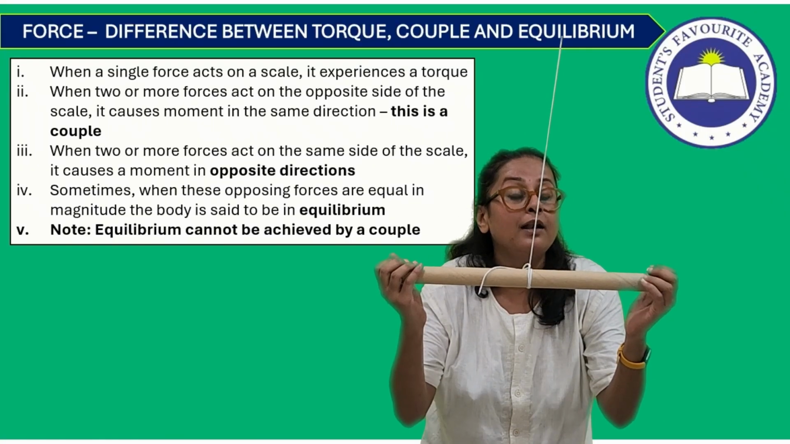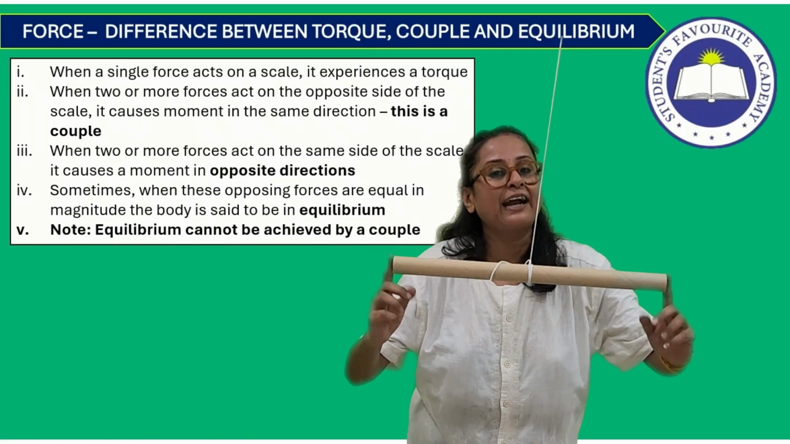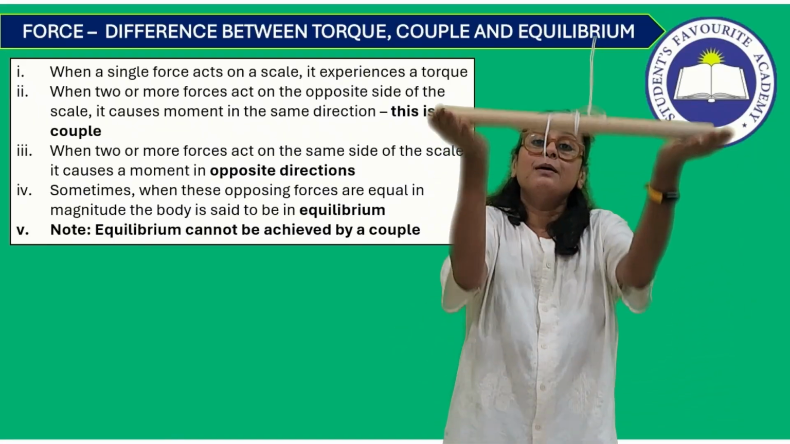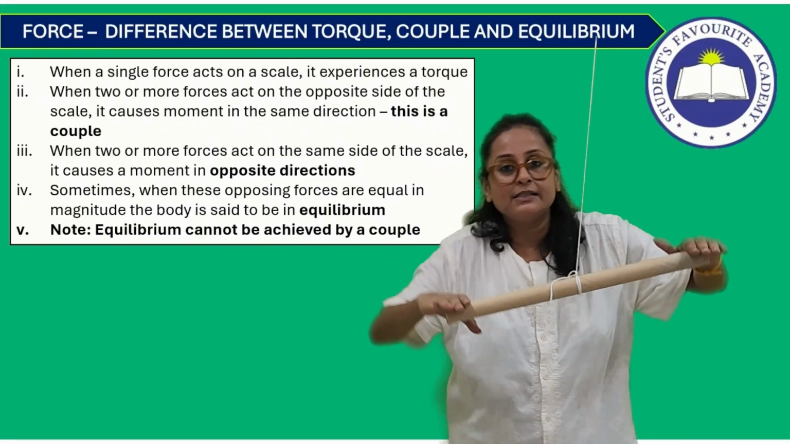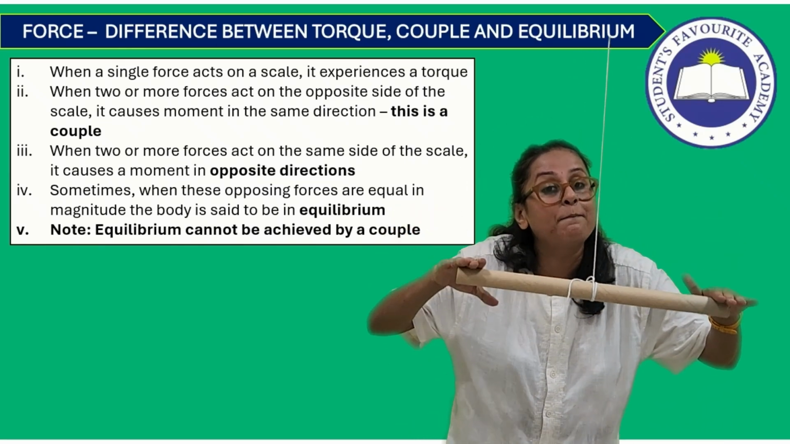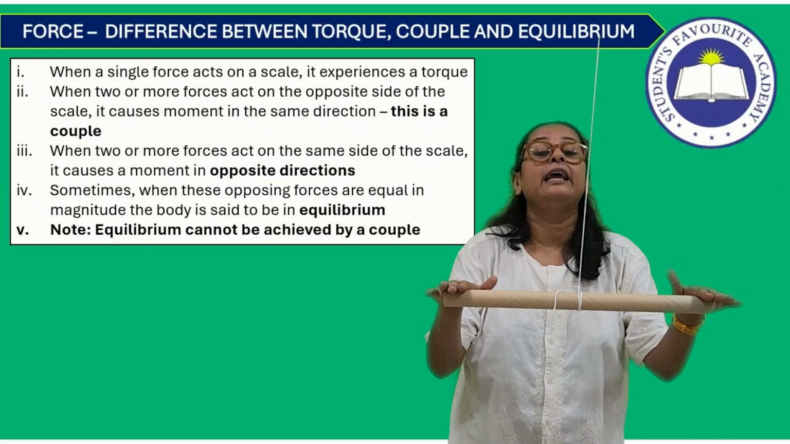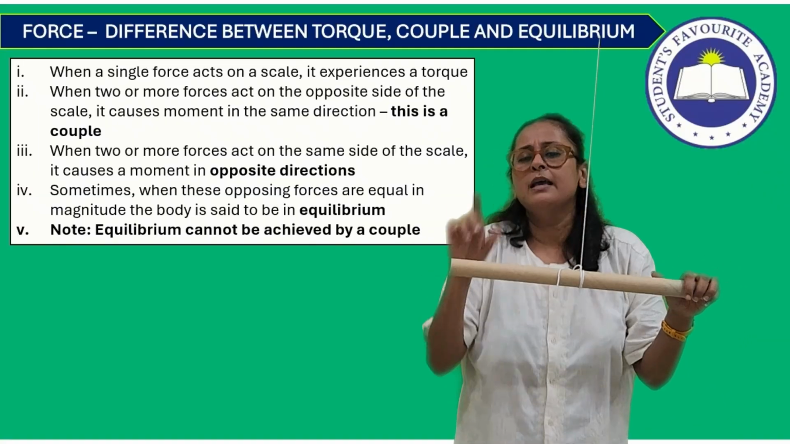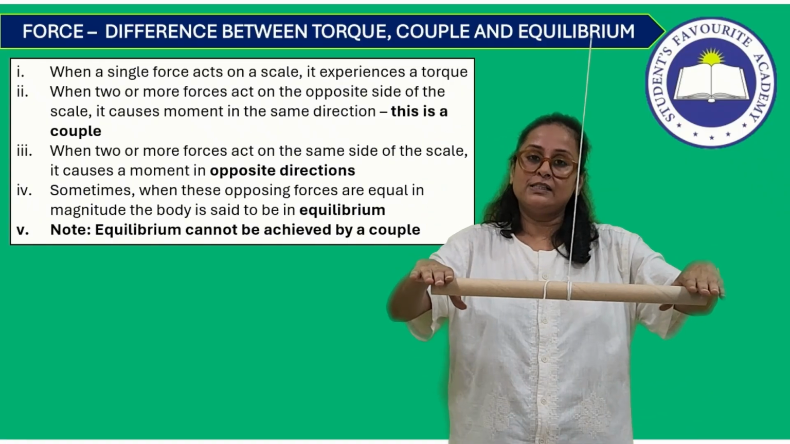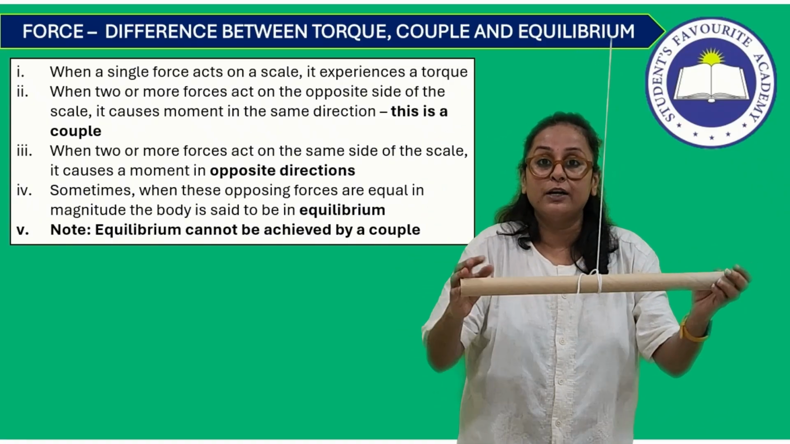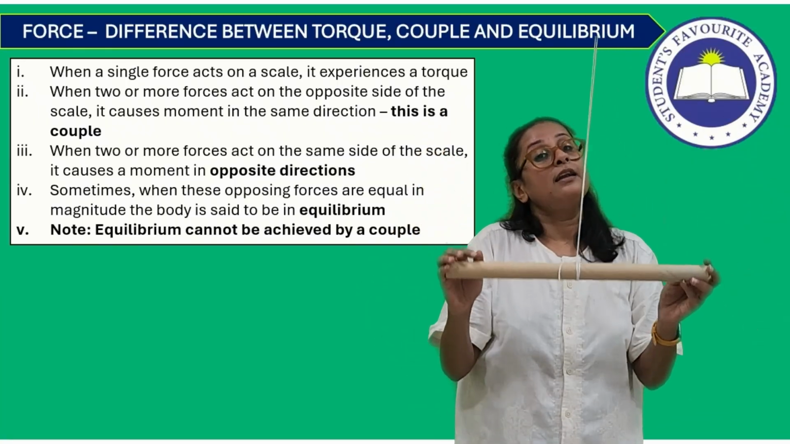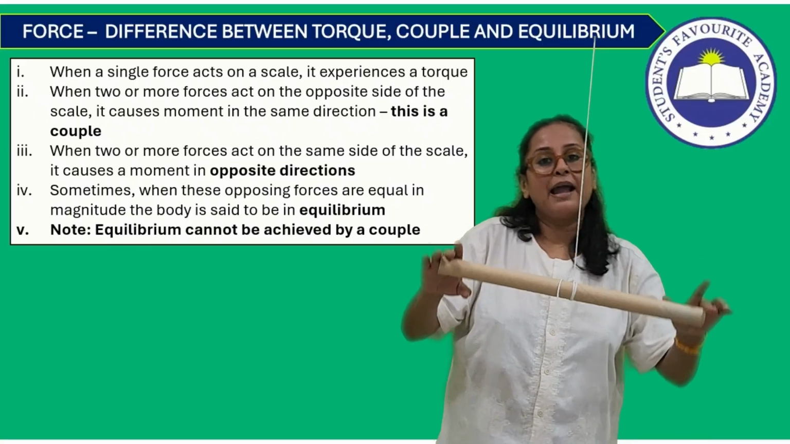But if it is not a couple, that means both the forces are acting on the same side. Both of them are acting downward or both of them are acting upward. So in this case, this is acting downward, this is acting downward. If they can balance each other out like a beam balance, we will say that they can reach a state of equilibrium. Can a couple ever reach a state of equilibrium? No. But two forces on the opposite sides of the pivot in the same direction, downward or upward, alright, they can reach an equilibrium if both the magnitudes match.